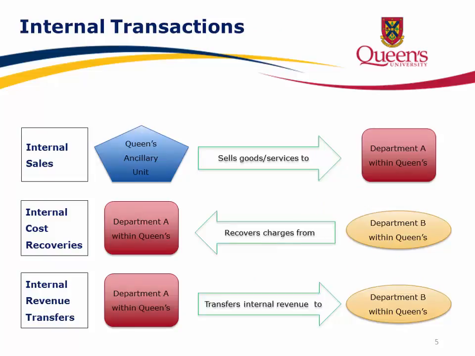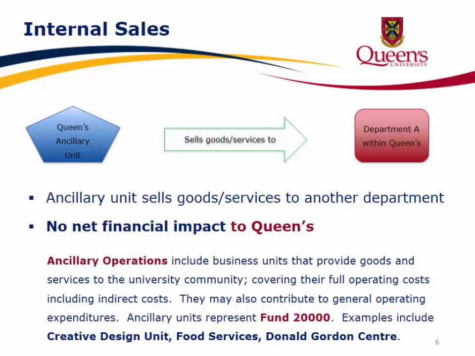Internal transactions include internal sales, when a Queen's ancillary operation sells goods or services to another department or unit within Queen's. Internal cost recoveries, when one Queen's department or unit recovers charges from another Queen's department. And internal revenue transfer, when one Queen's department or unit transfers internal revenue to another Queen's department. Internal sales: only ancillary operations will record internal sales. There is no net financial impact to Queen's.